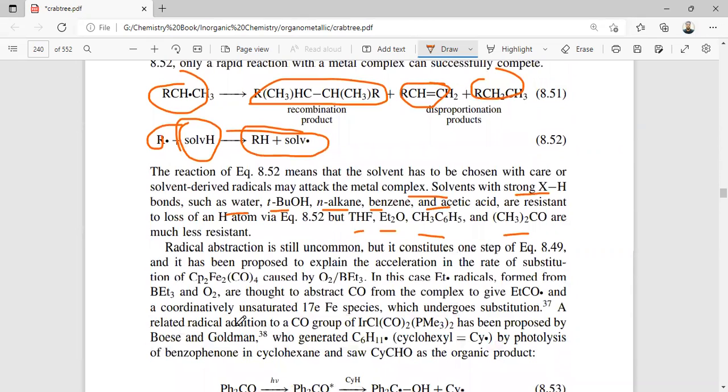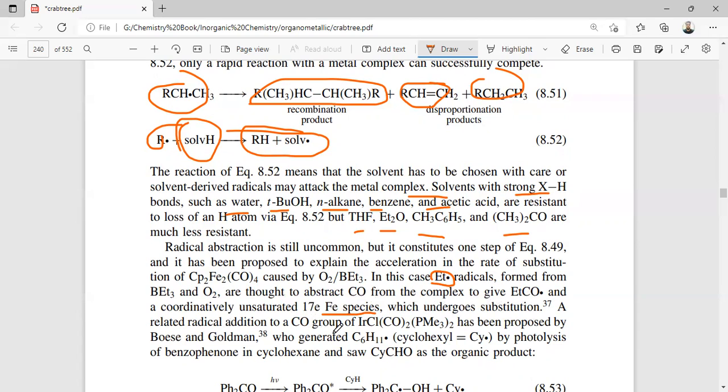So radical abstraction is still uncommon, but is a continuous one step. It has been proposed to explain the acceleration in the rate of substitution of Cp2Fe2(CO)4 caused by O2 and BEt3. In this case, ethyl radicals formed from BEt3 and O2 are thought to abstract CO from the complex to give EtCO dot and the coordinatively unsaturated 17 electron iron species, which undergo substitution.